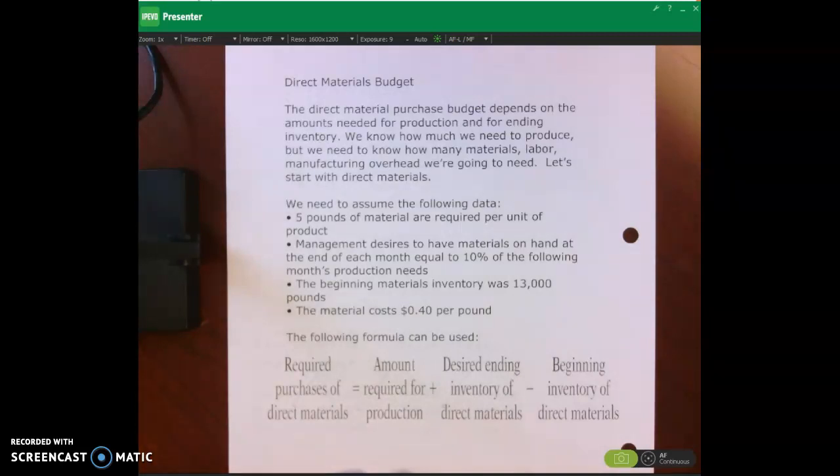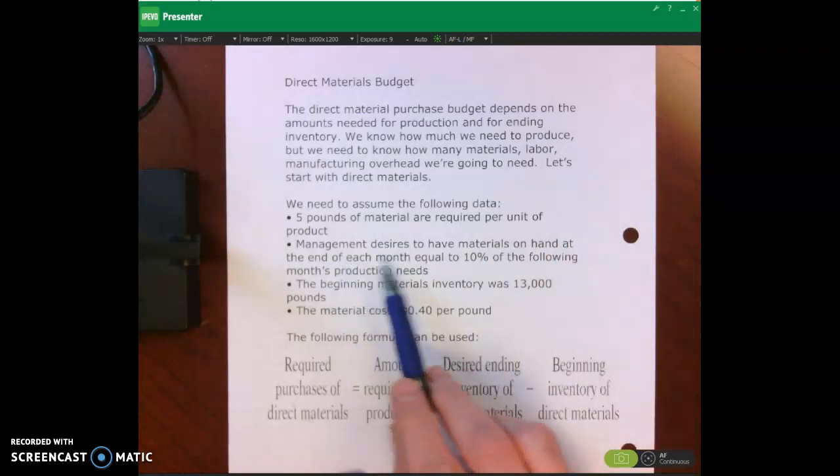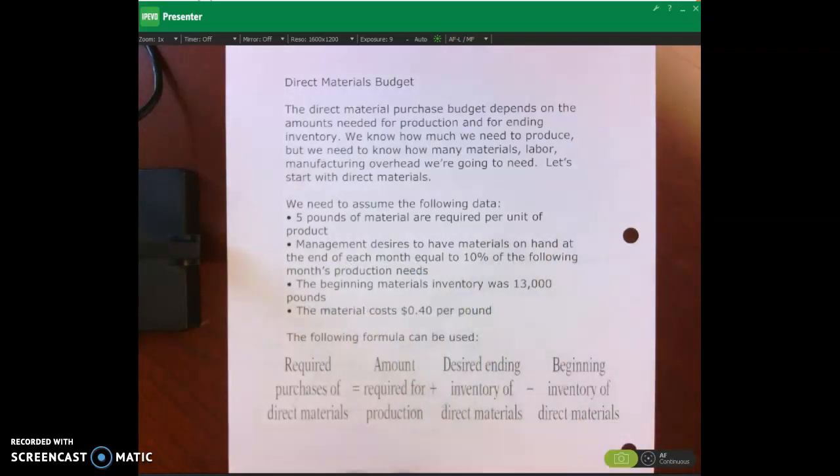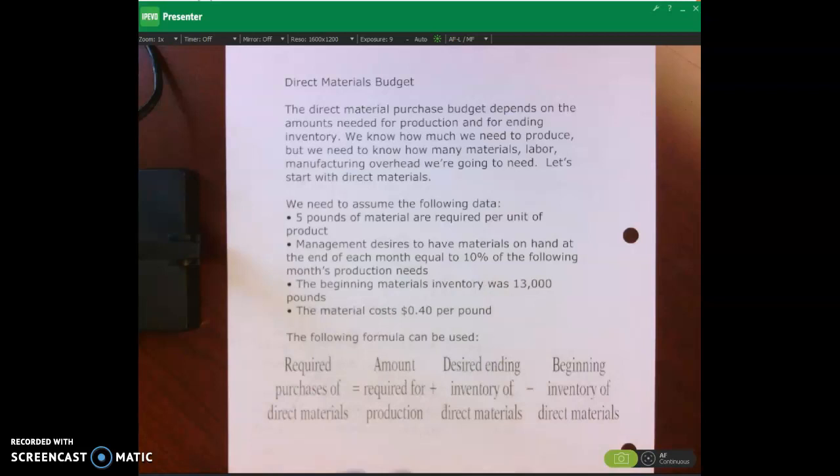Okay, management wants to have materials on hand at the end of each month equal to 10% of the next month's production needs. Similar idea to what I've been talking about before, you want to have some of that desired ending inventory on hand just so you don't have stockouts and you turn customers away saying we're out of lemonade.